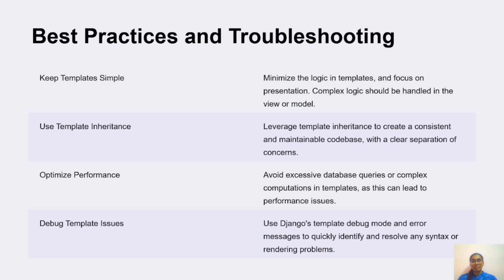The next one is use template inheritance. Leverage template inheritance to create a consistent and maintainable code base with a clear separation of concerns. Optimize performance. Avoid excessive database queries or complex computations in templates, as this can lead to performance issues. The last one is debug template issues. Use template debug mode and error messages to quickly identify and also resolve any syntax or rendering problems.